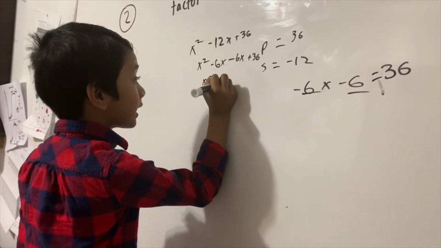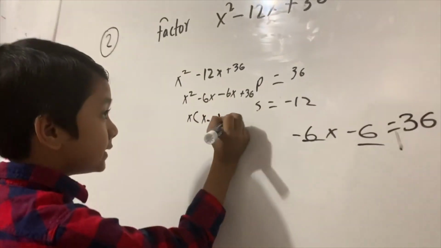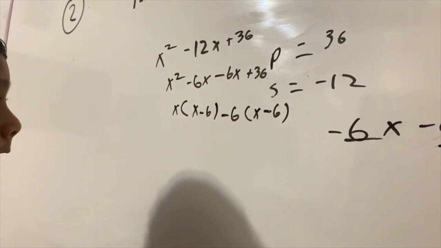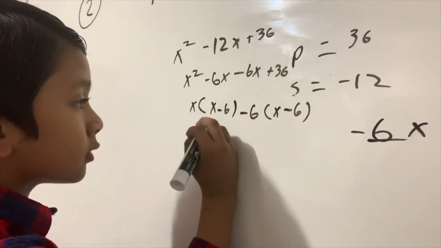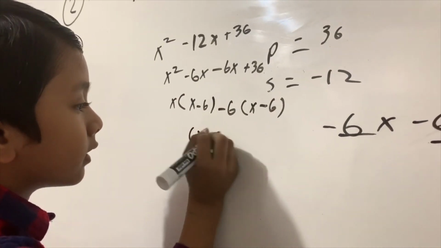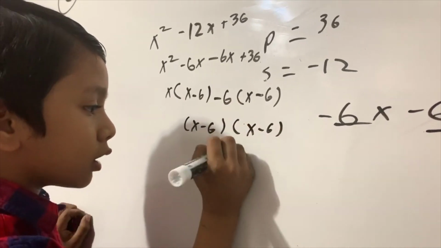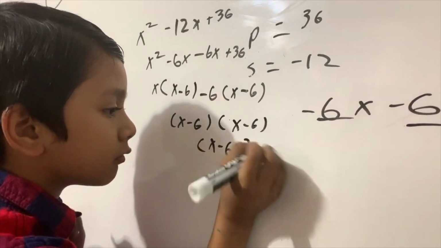So (x − 6)(x − 6). Now, these two terms merge. So that makes (x − 6)(x − 6), so (x − 6)².